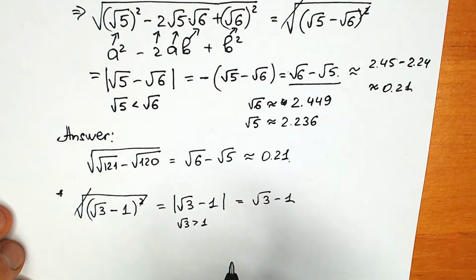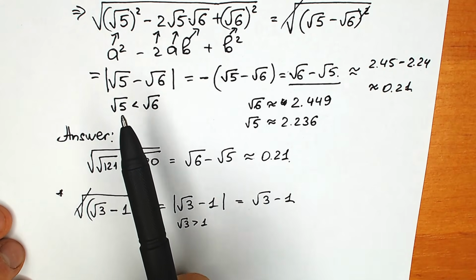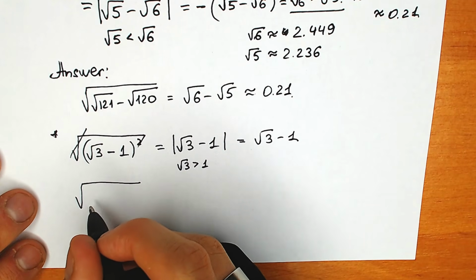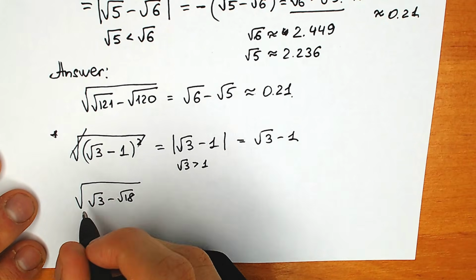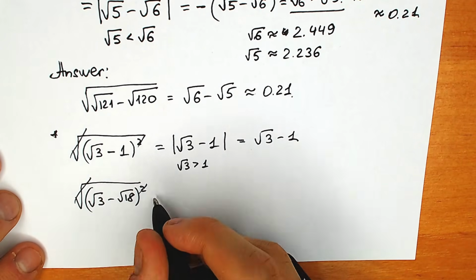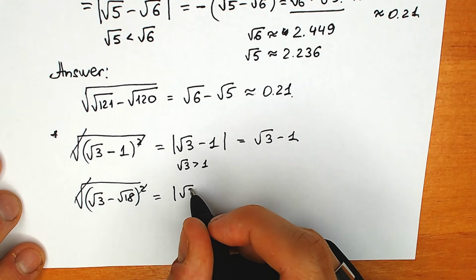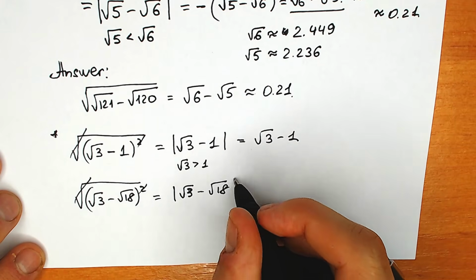But as I said before, in our case, as you can see right here, we have square root of 5 minus square root of 6, so this expression is negative. For example, let's write square root of 3 minus square root of 18 to the second power. As I said before, just cancel it without any problems, and every time just write absolute value. It's not that hard.